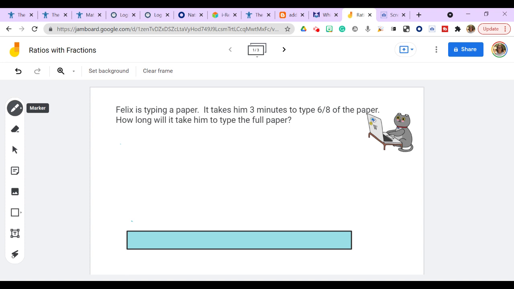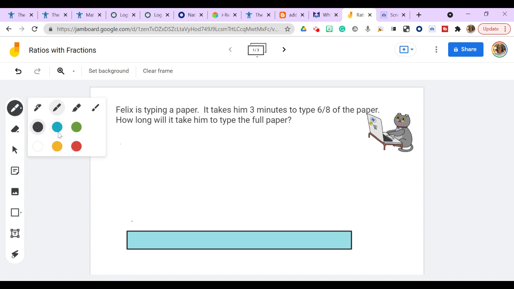So Felix is typing a paper. It takes him 3 minutes to type 6/8 of the paper. How long will it take him to type the full paper? So again, in this example, we're looking for the unit rate for one whole paper. So we can find the answer by dividing fractions.